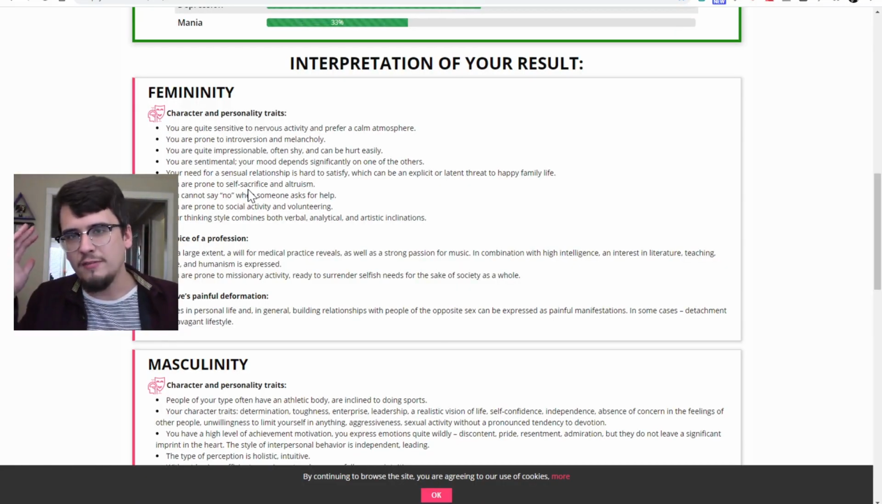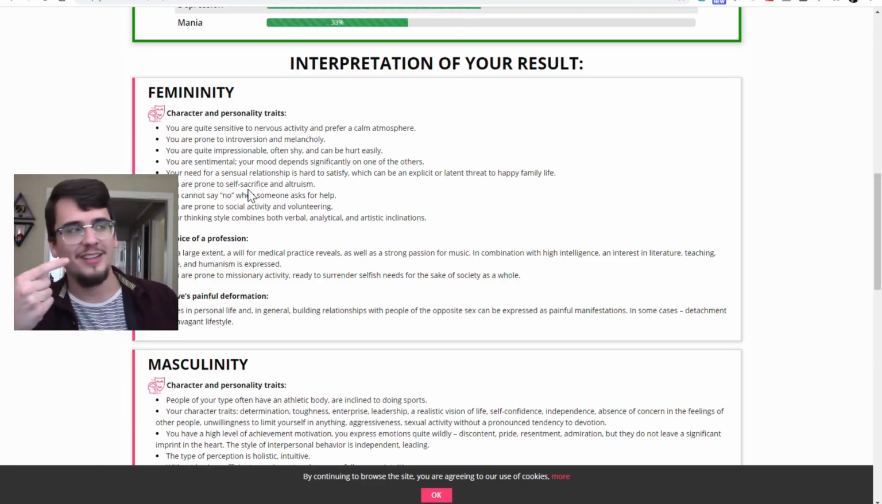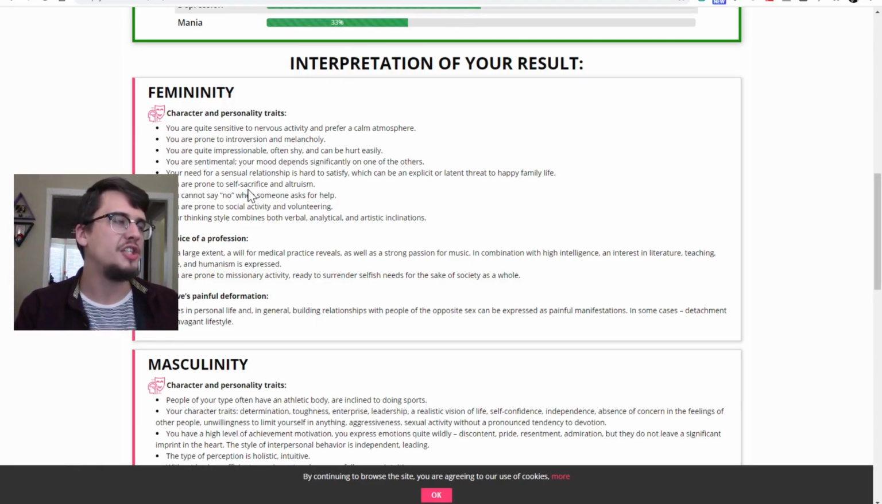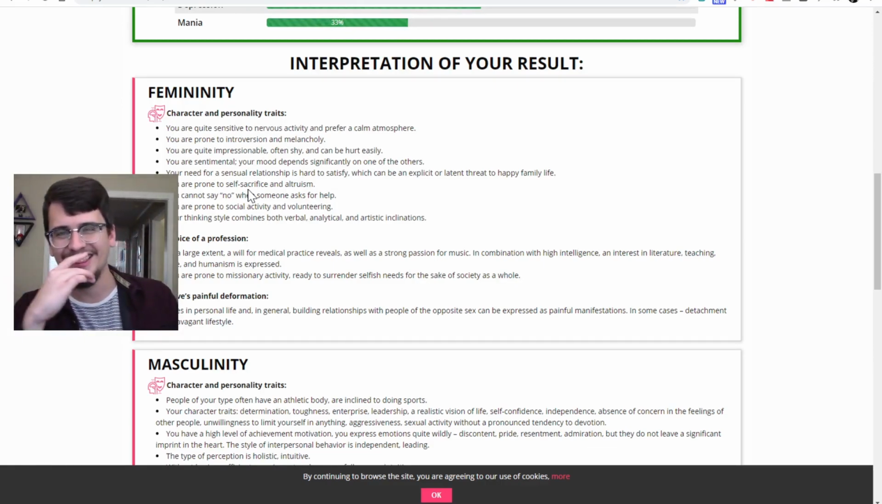Apparently, with this amount of femininity to my character, I might be into medical practice, I might have a strong passion for music, play the clip from before, interest in literature, teaching, culture, and humanism. Yeah, I think some of those things apply to some moderate degree. Missionary activity, nah, well. So that's my femininity, and I mean, I guess I can't really argue with it, but only because it's so vague and all-encompassing that it could have applied to any Joe off the street.